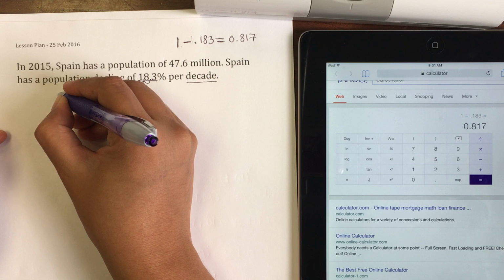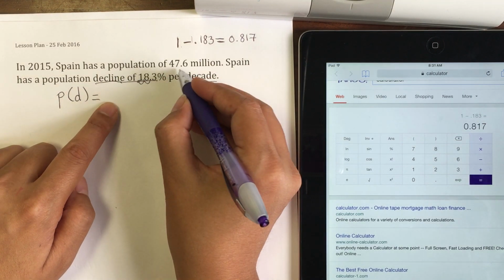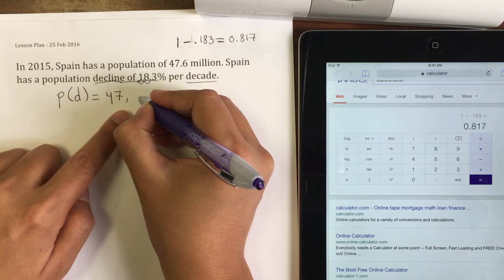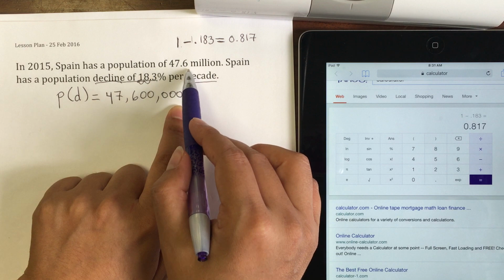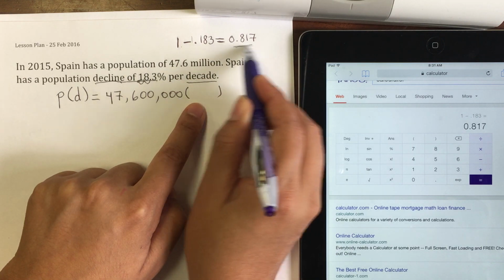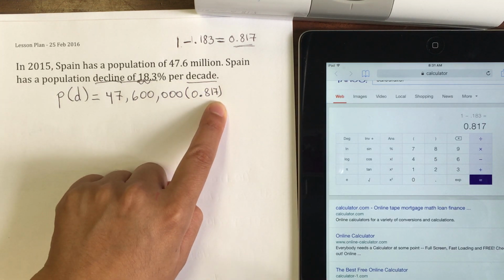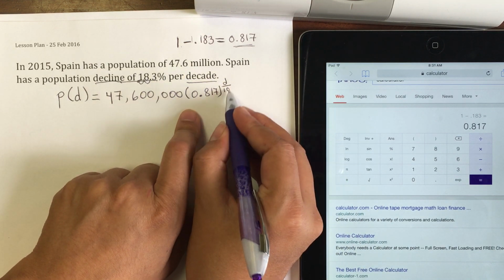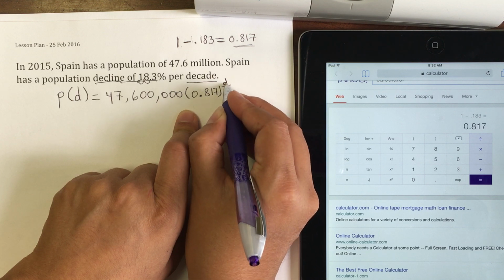So our function would be, let's say, population per decade is equal to the initial point, which is 48.6 million, 47,600,000. Okay, so that 47.6 million, this is what it means, times the base, which is the people that stay, 0.817, meaning 81.7%. And in here we're going to write D over 10 because it's every 10 years. Remember that for our cycle, we put it over how often things happen, okay?